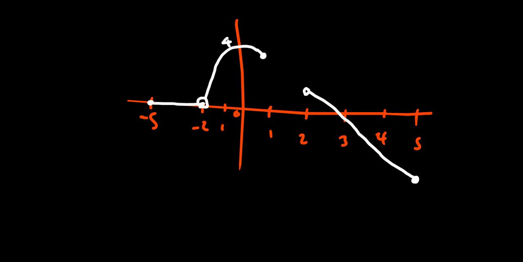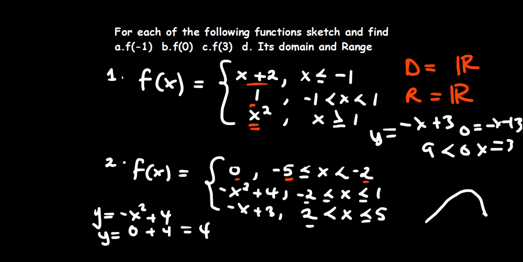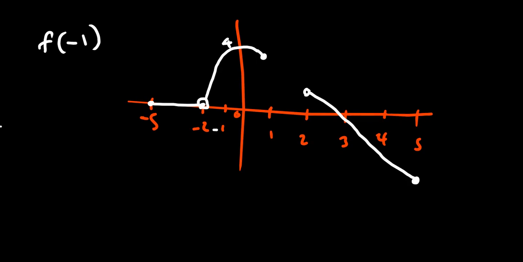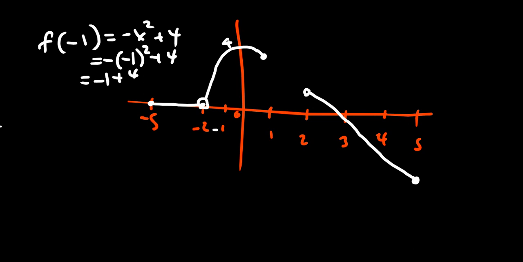Now let us find those points which were being asked. So f of negative 1. We see that negative 1 is between here, and this here is defined by the quadratic function, which is negative x squared plus 4. So let's just replace there. We have negative 1 squared plus 4, and this is going to give us negative 1 plus 4, which is just equal to 3. So that is our value there.